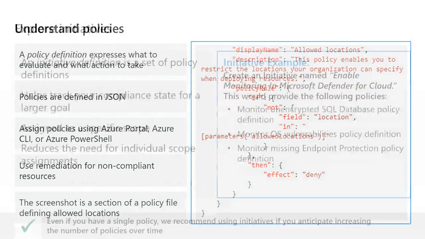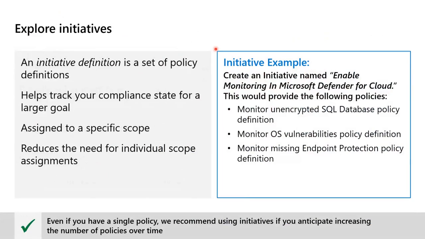What else? We also have initiative definition. So initiative definition is a set of policy definitions. And this will help you track your compliance state for a larger goal, and it's assigned to a specific scope and reduces the need for individual scope assignments.